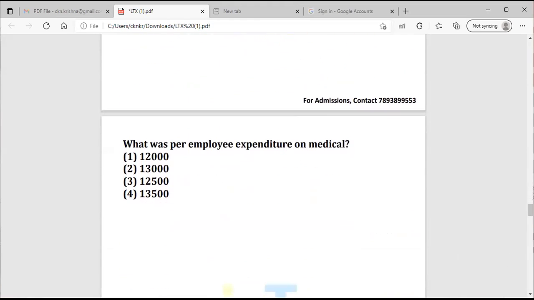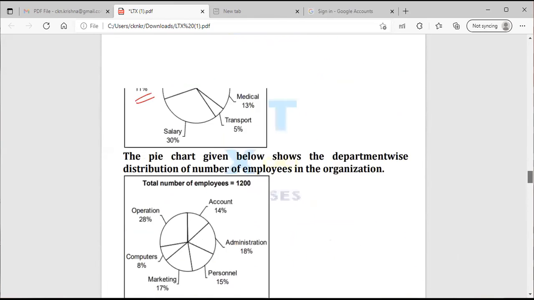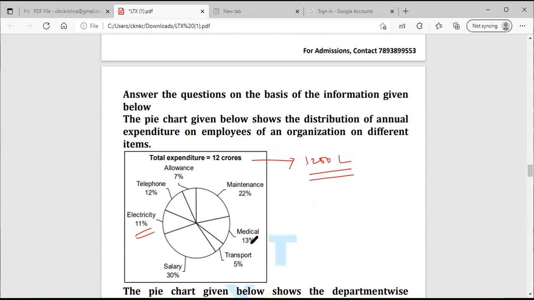Let's go to the next question. What was per employee expenditure on medical? First of all, medical field లో జరిగిన expenditure అంతా చూద్దాం. 13%. Total expenditure is 1200 lakhs. For every 100, 13%. For 1200, 12 into 13 lakhs. This is total medical expenditure.